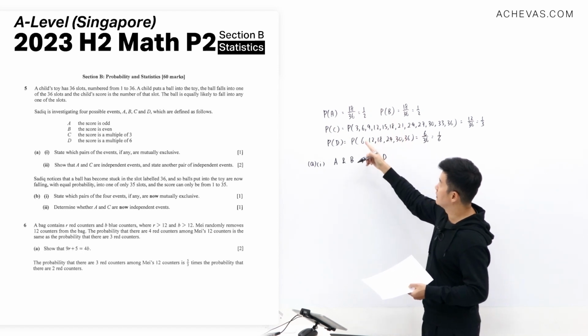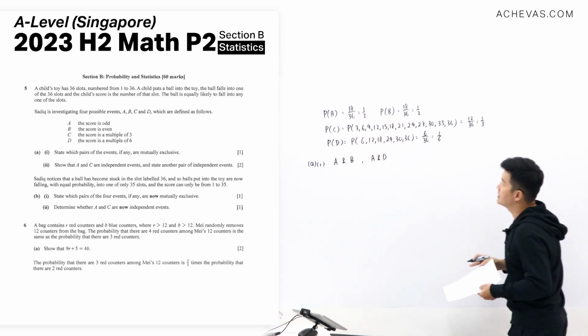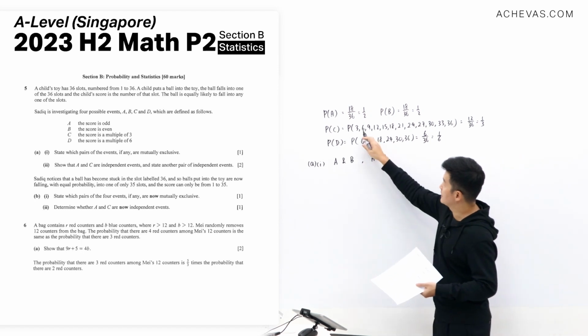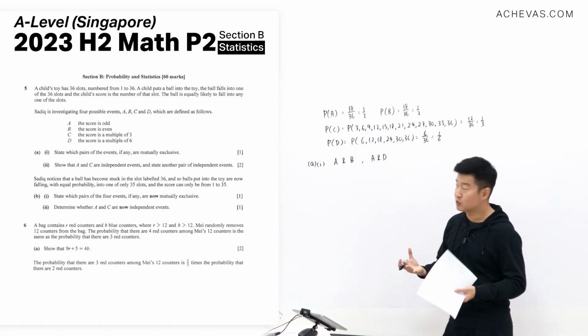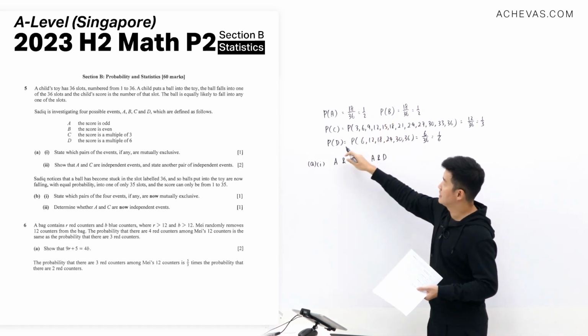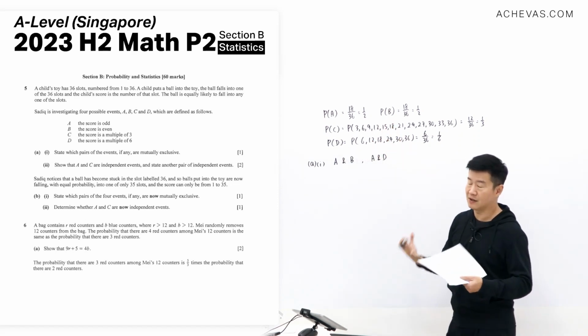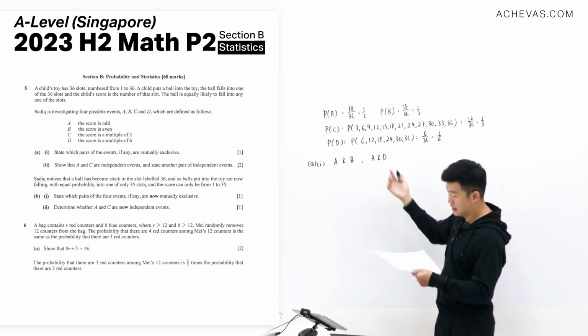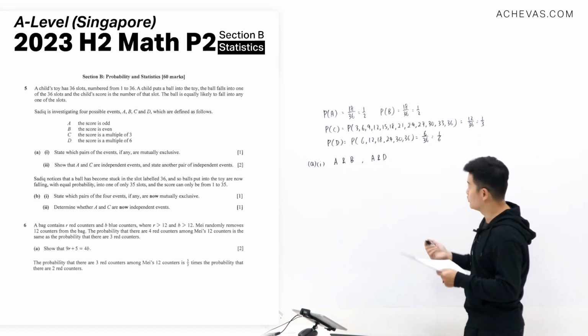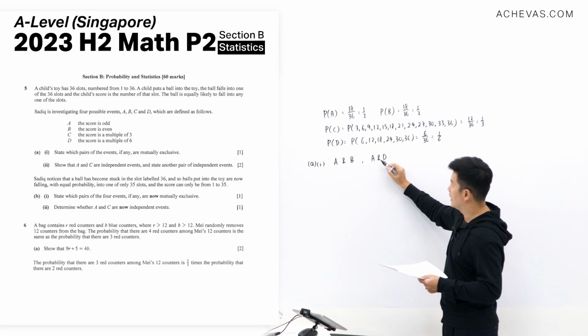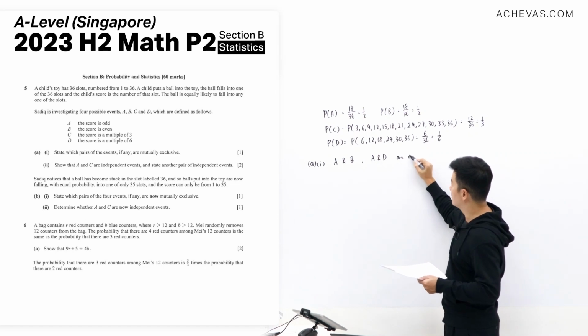How about B and C? B is even numbers, and we are seeing some even numbers here, so they are not mutually exclusive. B is even numbers, and for D, if I were to analyze B and D, all these are even numbers, so they are definitely not mutually exclusive also. So I guess these are the only 2 pairs that are mutually exclusive. So A and B, A and D, they are mutually exclusive.